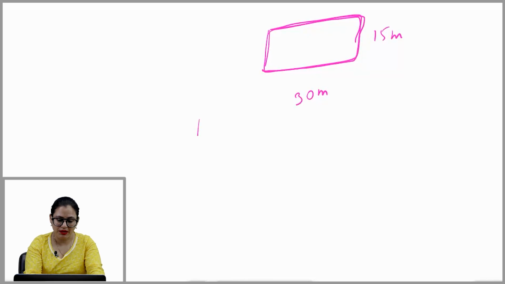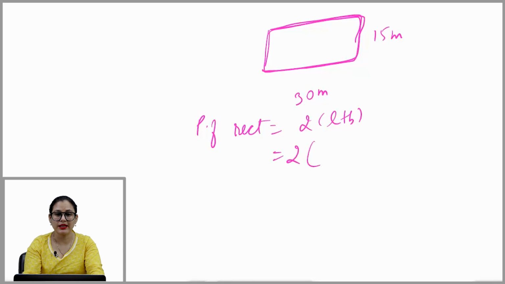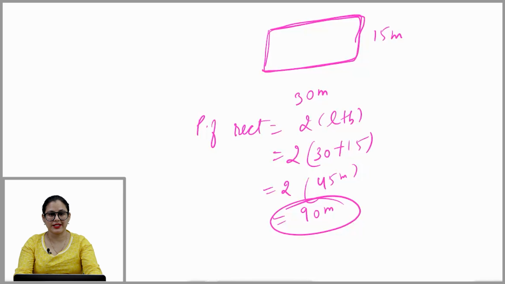So perimeter of rectangle is 2 times length plus breadth. So length is 30 and breadth is 15. 2 into 45 meter, and 45 into 2 is 90. So 90 meter wire is needed. And cost of wire is what?